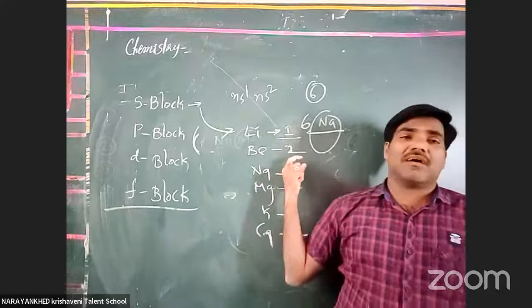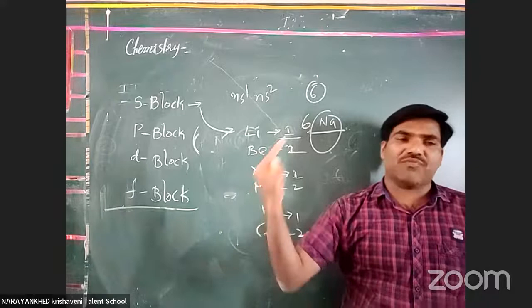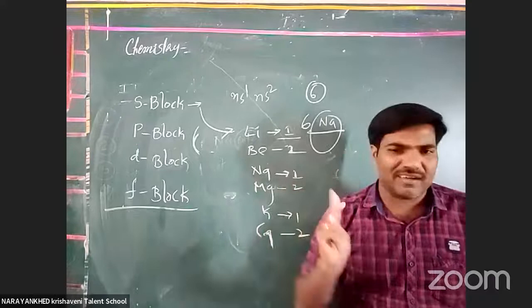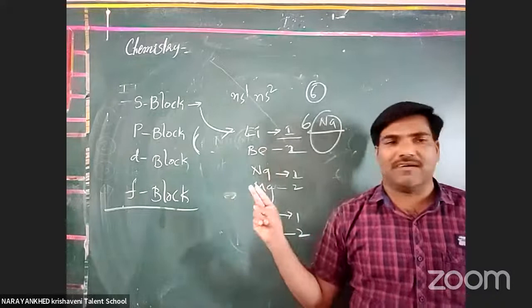Suppose you take magnesium, it loses 2 electrons and forms a bivalent ion. Here these are all univalent or bivalent elements only. For S-block elements, the valence is either 1 or 2. If 1, it is called univalent; if 2, it is called bivalent. That's why they easily lose electrons and have more reactivity.